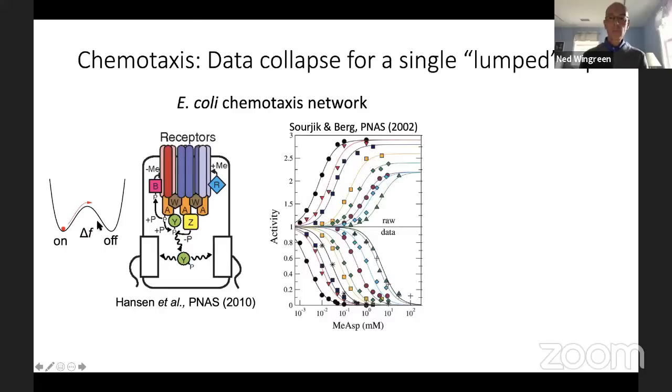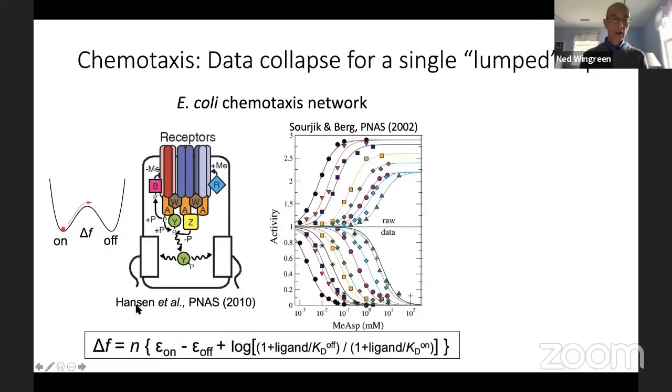It's just determined by some free energy difference between the on state and the off state. Now, there are a bunch of different things that go into that free energy difference. There's the number of receptors in a team, the intrinsic energy difference between on and off, which is modified by this methylation and demethylation. There's the ligand that's being applied to this system and the binding affinities and so on. But in the end, all of these different factors really just go into one free energy difference, which is telling you what fraction of the time these receptors are on. And that's what the experimentalists are measuring.